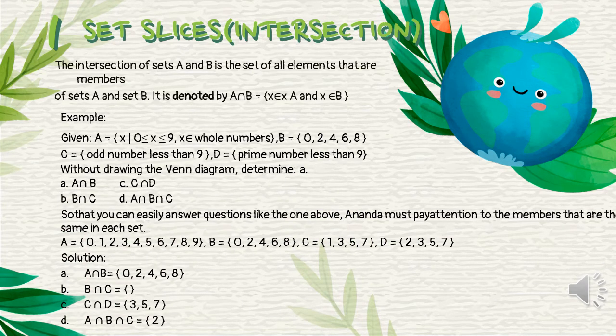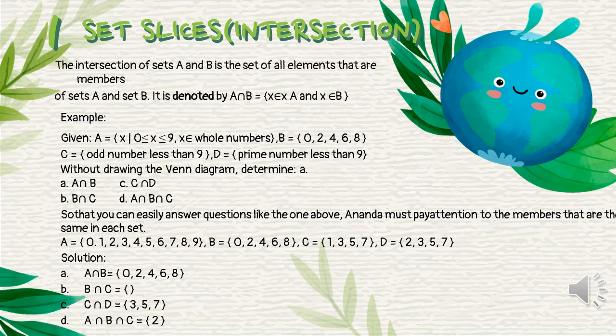The next we have set operations. First, we have set slice, or intersection. The intersection of sets A and B is the set of all elements that are members of set A and set B. It is denoted by A ∩ B = {x | x ∈ A and x ∈ B}.